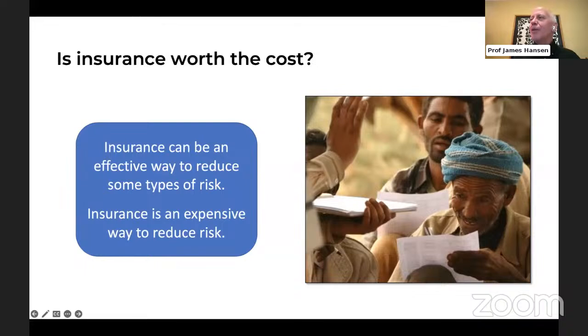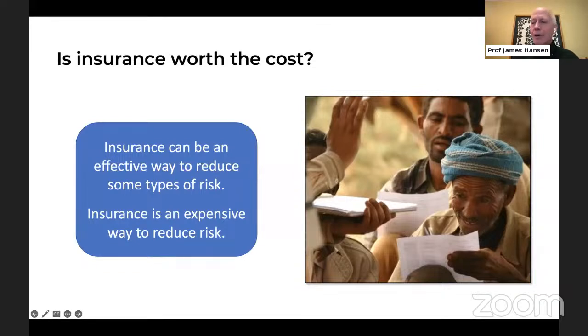If we were sitting together, this would be a good time to ask you, do you think that all farmers should have insurance? Why or why not? And after we have discussed that, I would point out that insurance can be a very effective way to reduce some types of risk, particularly extreme events that farmers cannot handle in other ways. But insurance is also a very expensive way to reduce risk.